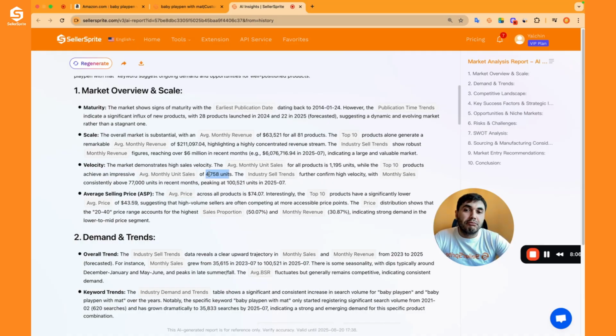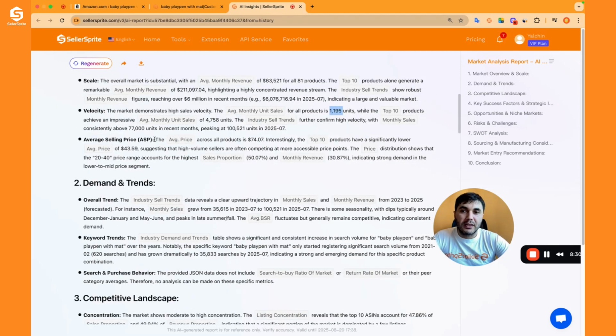The top 10 products have an average of 4758 units of sales in 1 month, and all of them together average almost 1200 sales per month. So this indicates velocity is also very high. Average selling price, we can see here, it's 43 for the top 10 products. So it means the average selling price for the top 10 is cheaper. This is a normal fact. Besides, there are some products, obviously, the majority of products are more expensive than $43. So overall, the market average is $74.